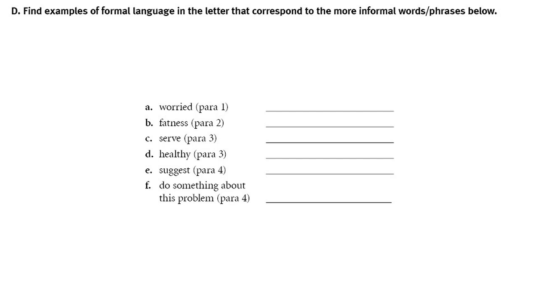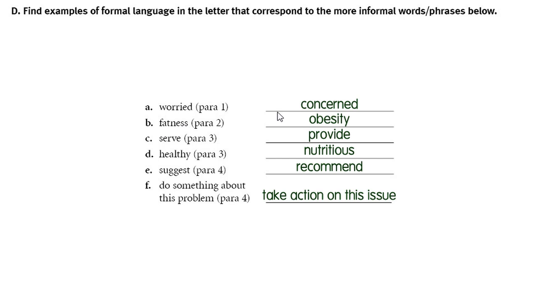Find examples of formal language in the letter that correspond to the more informal words and phrases below. Answers: worried, concerned; fatness, obesity; serve, provide; healthy, nutritious; suggest, recommend; do something about this problem, take action on this issue.